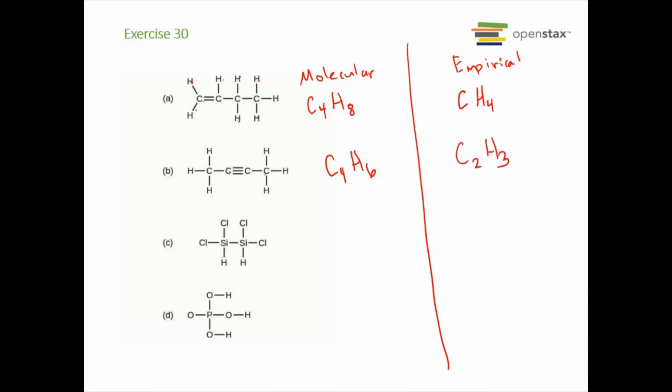Next, we have 2 silicons, 4 chlorines and 2 hydrogens. Everything can be divided by 2 there, so this is SiCl2H. It's a weird compound. Now for this next one, starting from the center, we have a P, 4 oxygens and 3 hydrogens. That is also the empirical formula because we can't divide by anything to make it lower. And I believe that concludes chapter 2.